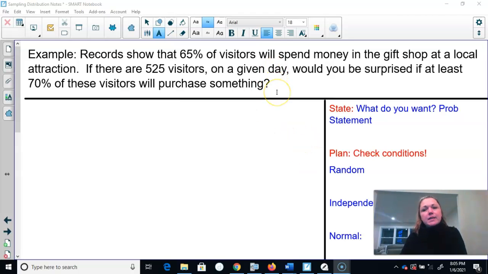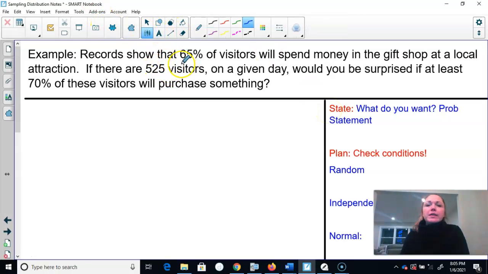This is where we get into the state, plan, do, conclude model as well. So the first thing that I'm going to be looking for is the state. Well, actually, let's rewind. Let's talk about all these numbers first. Records show that 65% of visitors will spend money in the gift shop at a local attraction. 65%. Okay, and then we have a 70%. If there are 525 visitors on a given day, would you be surprised if at least 70% of these visitors will purchase something? Okay, let's actually start with 70%.